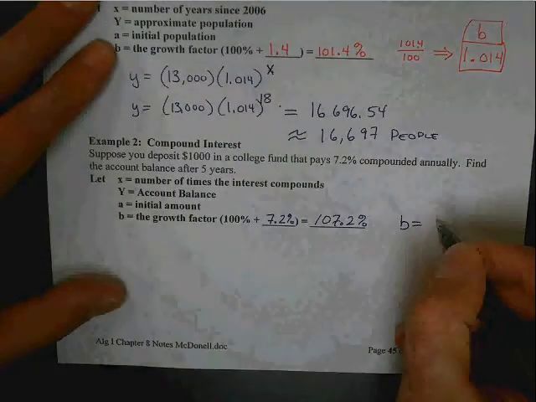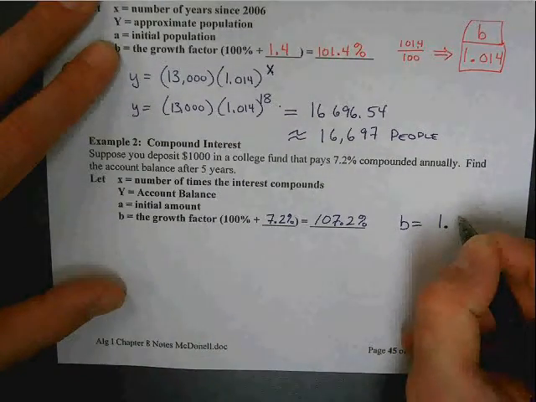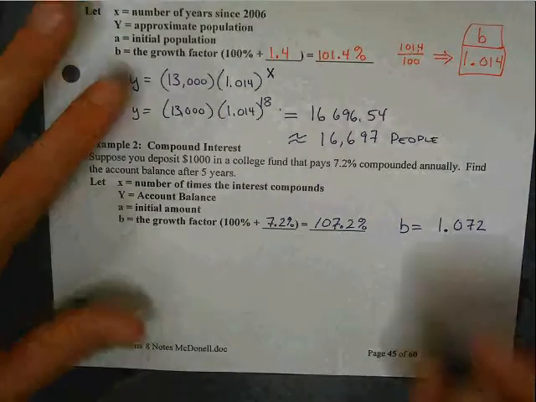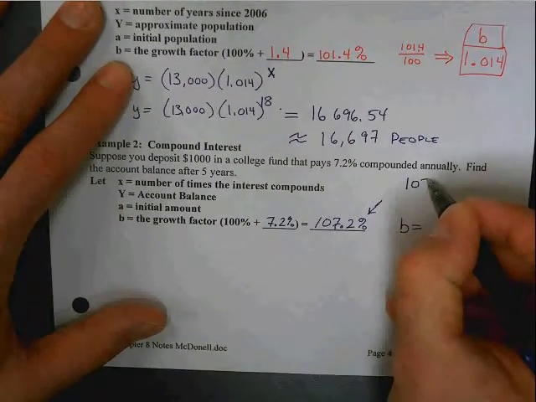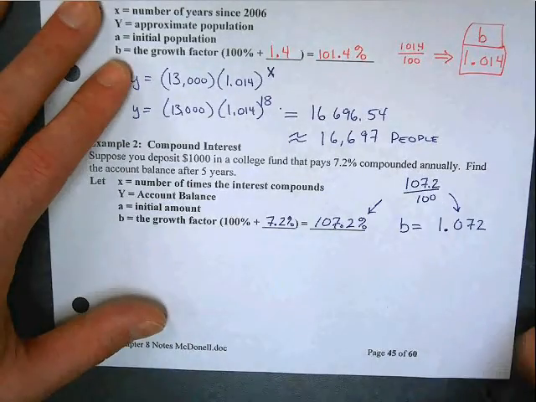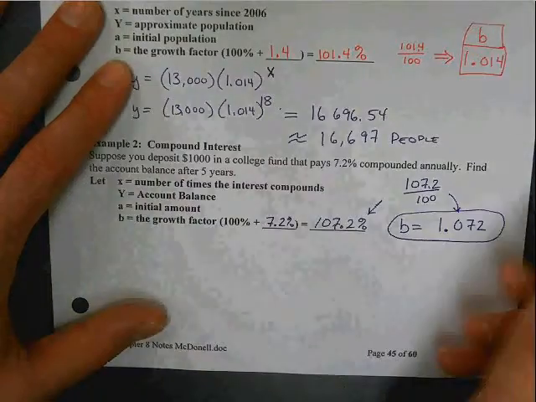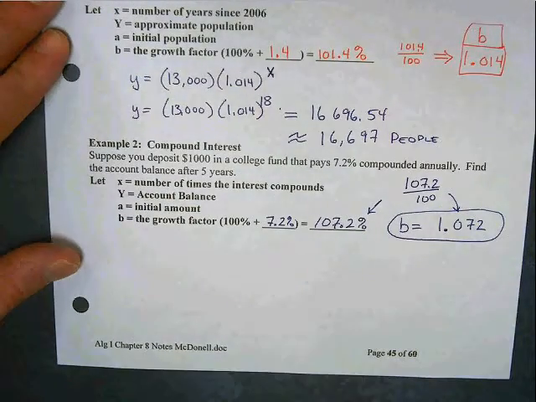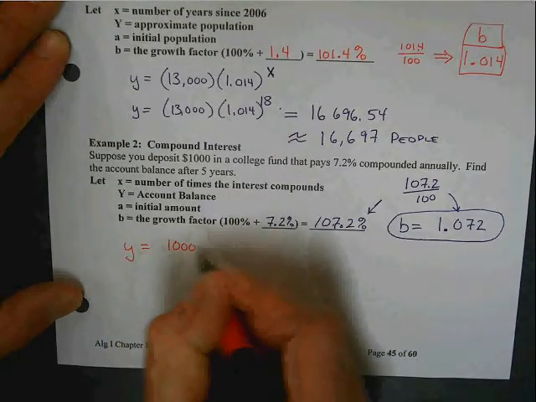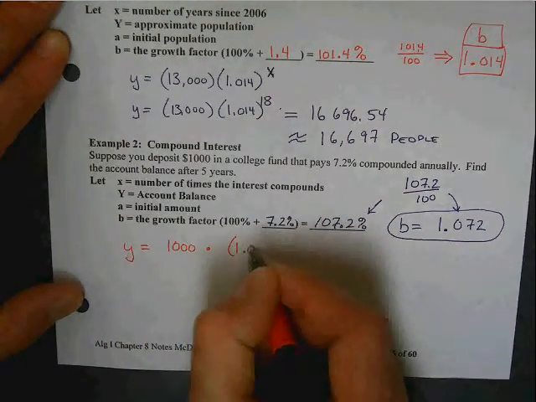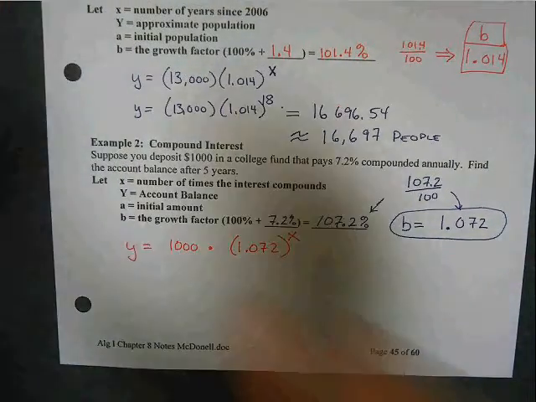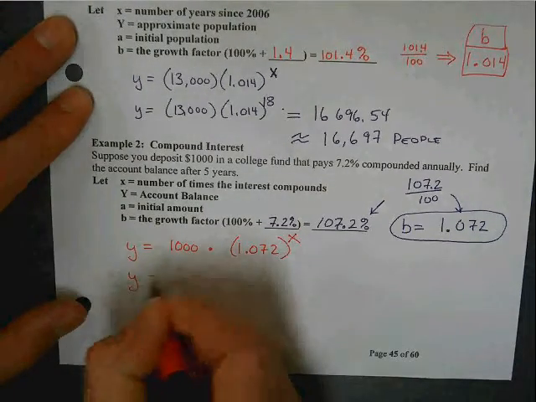B equals 1.072. And as Grace said, to get that, we divide by 100. 107.2 divided by 100. All right, so put a circle around your B. Who can give me my equation? Jalan. 1,000 times 1.072, in this case, well, the general one to the x, and then for yours to the fifth, right?